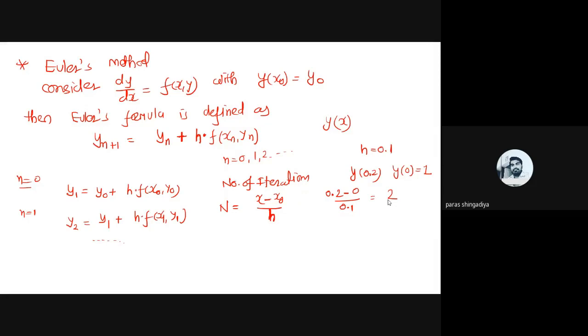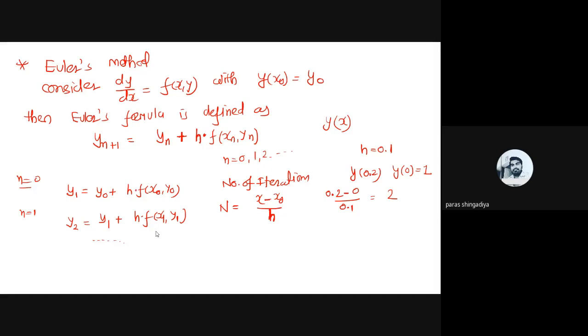So how can we find y1? The formula of y1 is y0 plus h into f of x0 y0. f of x y is given in the example, and x0 y0 is there. So find f of x0 y0. h is given in the example, y0 is there. So find y1. Clear? We get the first iteration as y1. Now to predict the second iteration, the formula is y2 is equal to y1 plus h into f of x1 y1. We have the value of y1 that we derived in the first iteration. So how can we consider x1?